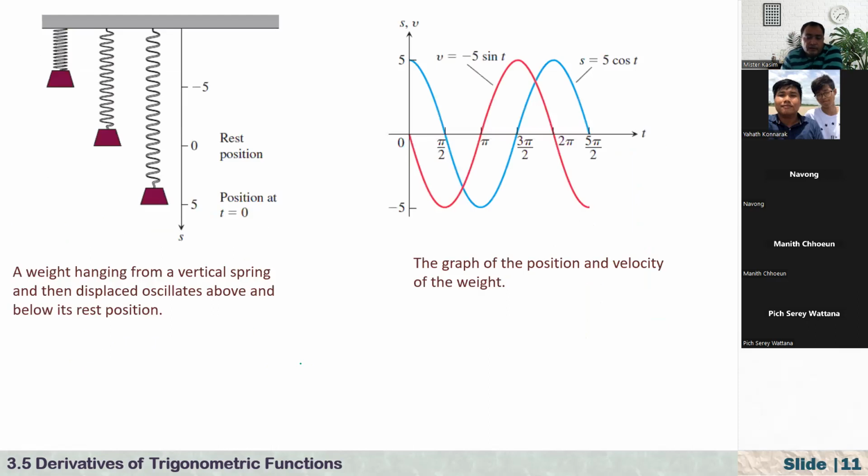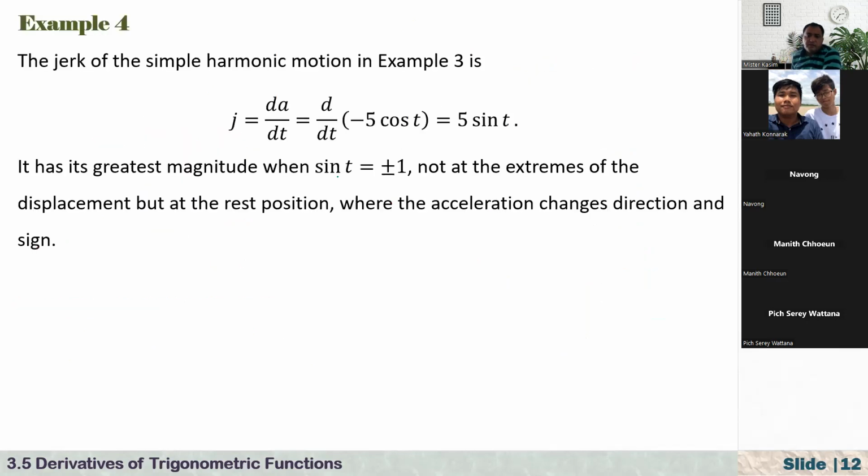It's given at different positions: t equal to 0, the rest position, and so on. At different positions the graph is given. Anyway, that's not so important for us right now.